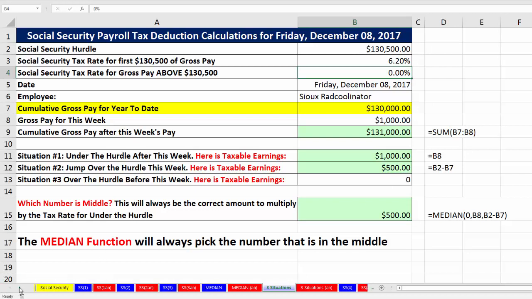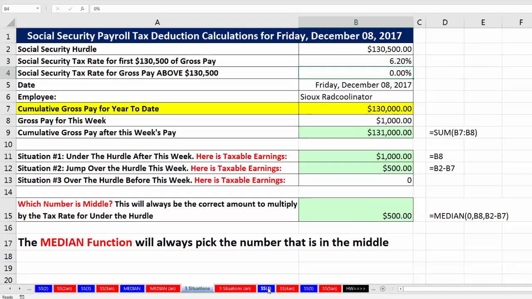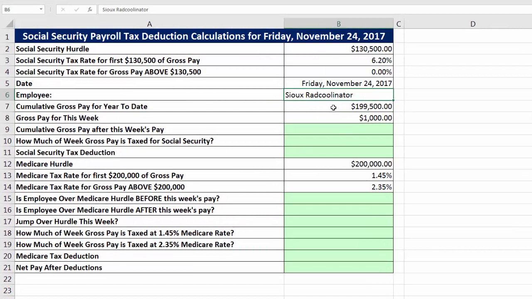Now let's go over to the sheet SS4. And here's Sue. And wow, Sue had 199,500 total gross pay before this paycheck. Wow, I wish I could make that much. Well, I'm going to calculate the cumulative amount after this paycheck. Alt equals and enter. So we can skip over the true and false things and go straight to how much of week's gross pay is taxed for Social Security.